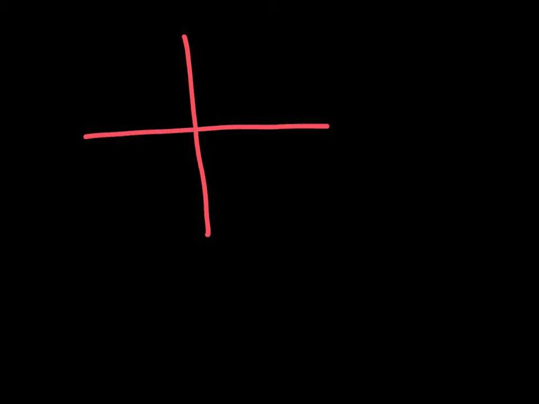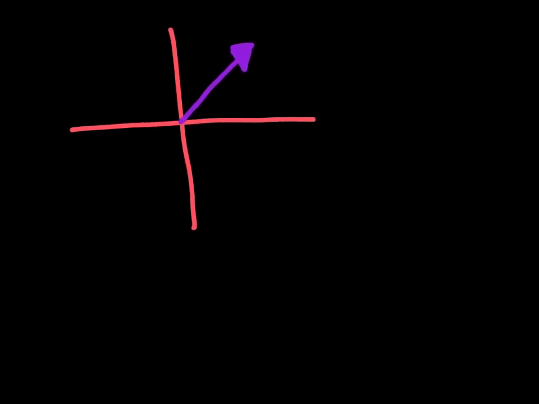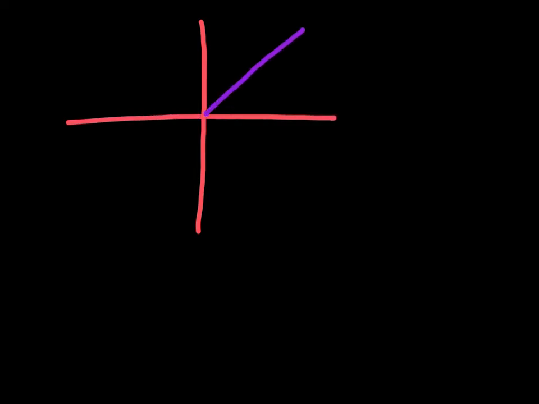Okay, so let's take a look at a coordinate graph. If I put in a 45-degree angle right here, let's see if I can do this. That looks really bad. Let's try and make something straighter. Okay, so let's say I put in a 45-degree angle right here.